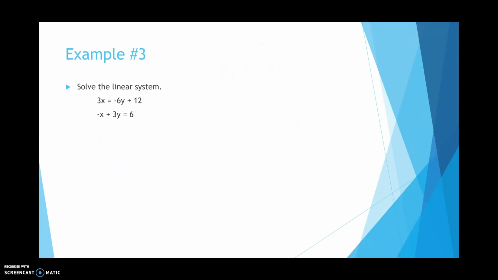Last example here. So this is a little different from the first two that we solved. Here we have 3x equals -6y plus 12. And we have -x plus 3y equals 6. Do these line up? Do the variables line up? Are they in the form of ax plus by equals c? They are not. So we need to put them in that form.